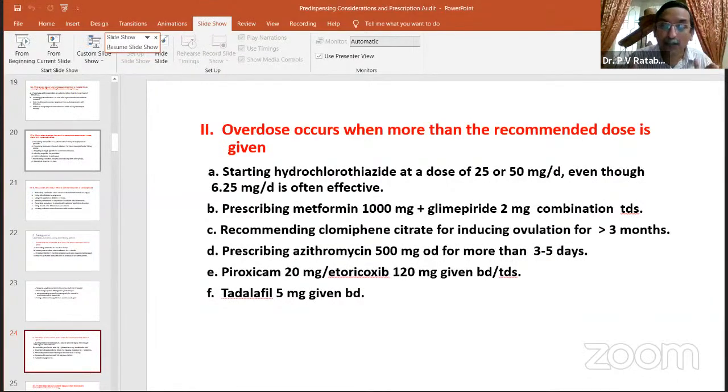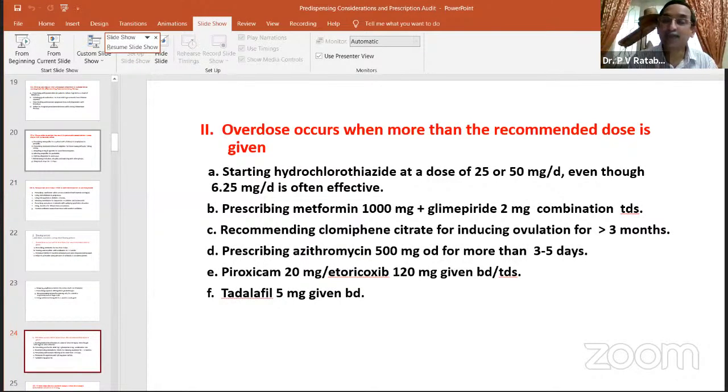Prescribing metformin 1 gram and glimepiride 2 milligrams combination TDS. If I tell you the metformin maximum dose is 2500 milligrams and glimepiride 4 milligrams, then you will understand how TDS can be wrong and an overdose. So if this combination is prescribed TDS, it will mean that the doctor has prescribed 3000 milligrams of metformin, which is higher than the highest dose, and 6 milligrams of glimepiride, which is again higher than the highest dose. So here, these are good opportunities for you to be vigilant, to do a prescription audit and correct the doctor.